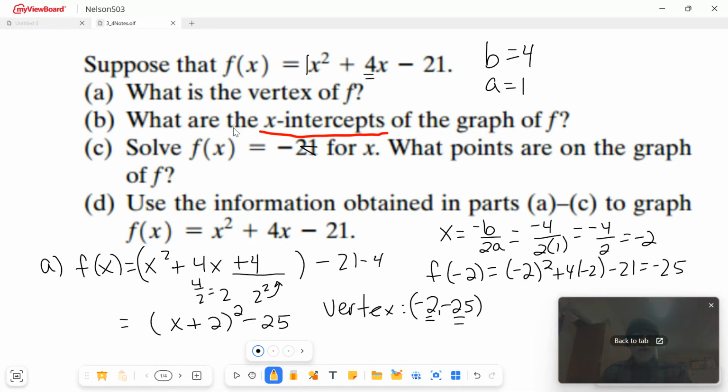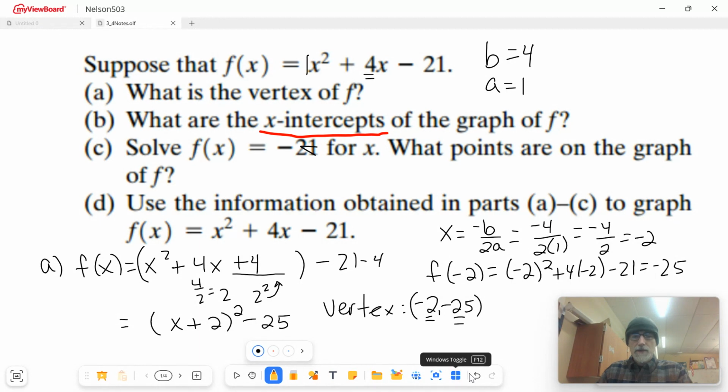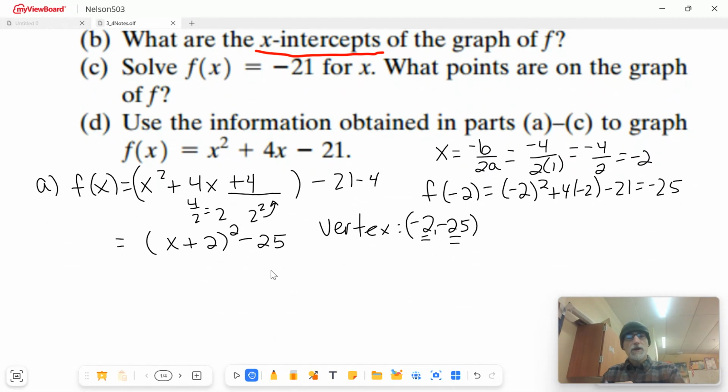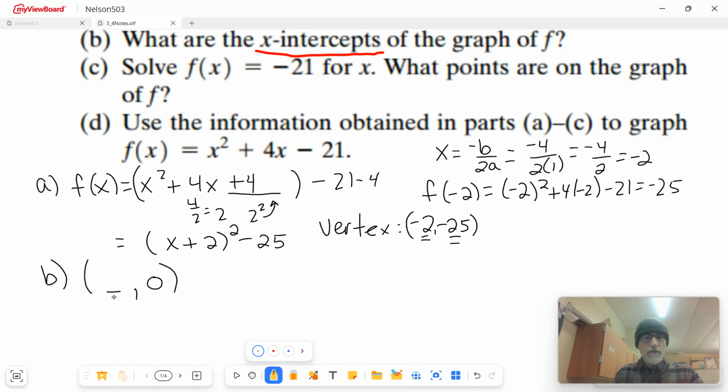Now it says, what are the x-intercepts? X-intercepts are where I'm sitting on the x-axis. That's when the y value is 0. So if I'm looking for an x-intercept, the y value is 0, and I just need to find the x value. I'm going to replace f of x with 0, and I get 0 is equal to (x plus 2) quantity squared minus 25.